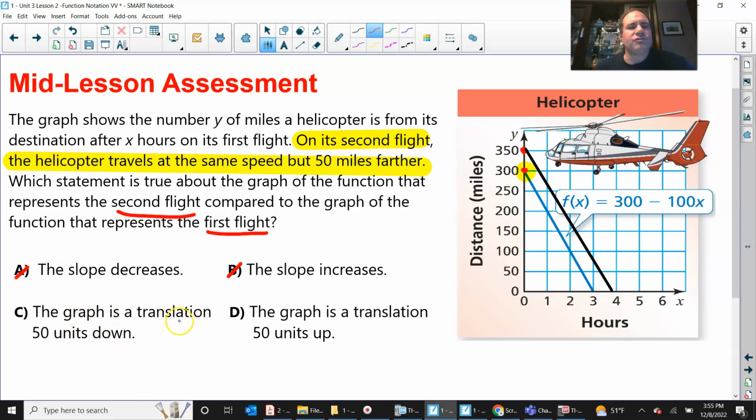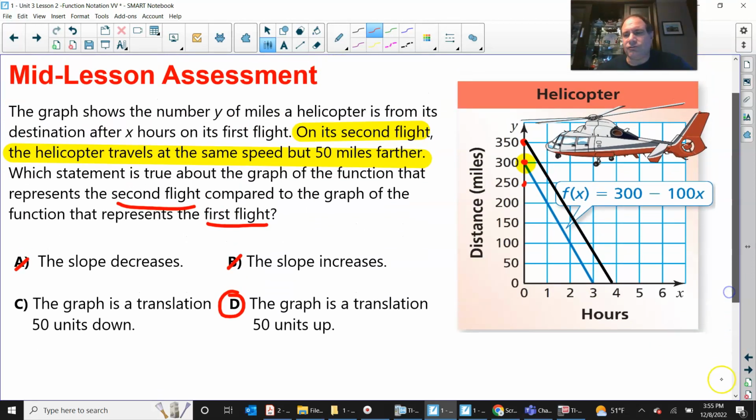The graph is a translation. A translation is a movement. So it's not 50 units down. Actually, if they went 50 miles less, it would be down, 50 miles down. It would start here if it went less. It's obviously a translation up because this started at 350 miles, 50 miles farther. All right, same speed, 50 miles farther. If you pick D, that is great that you did.